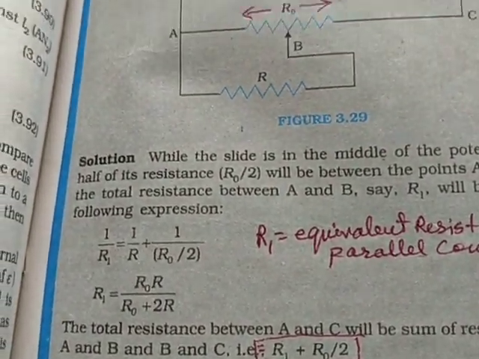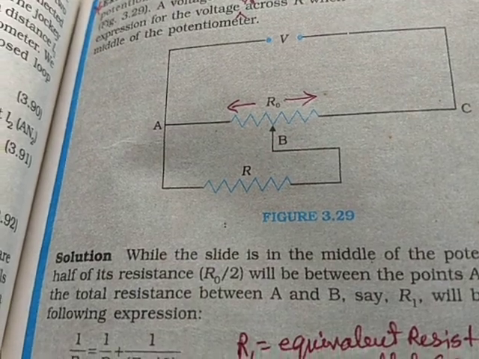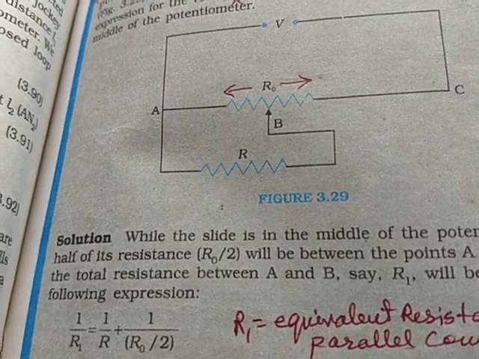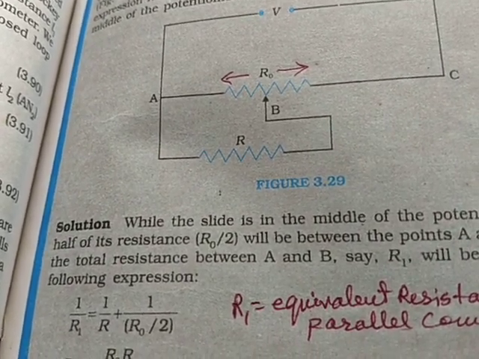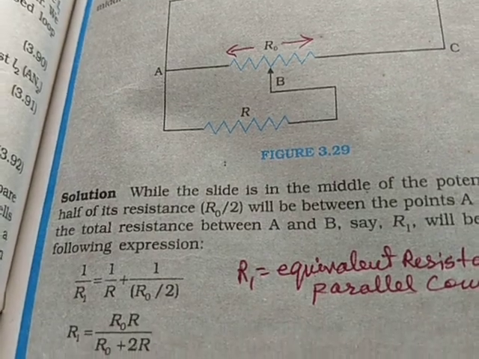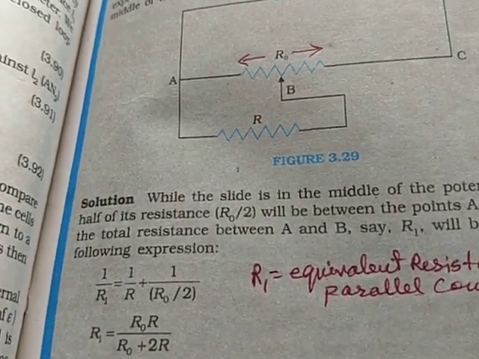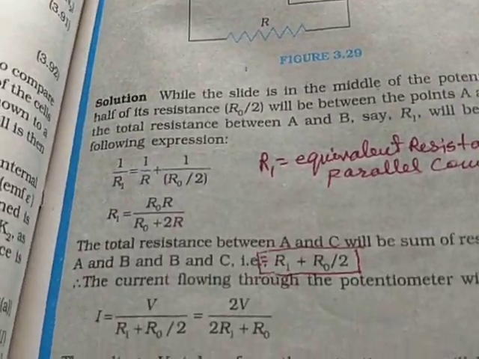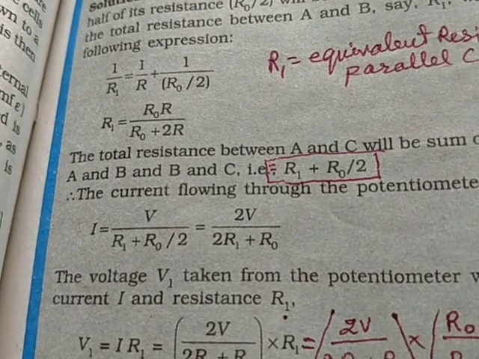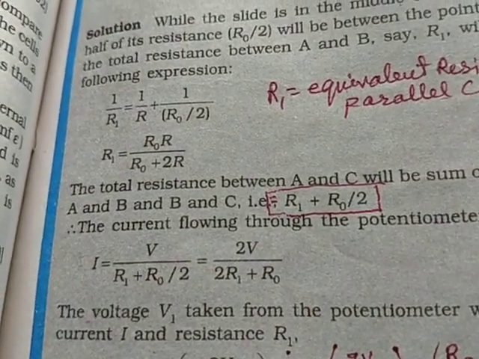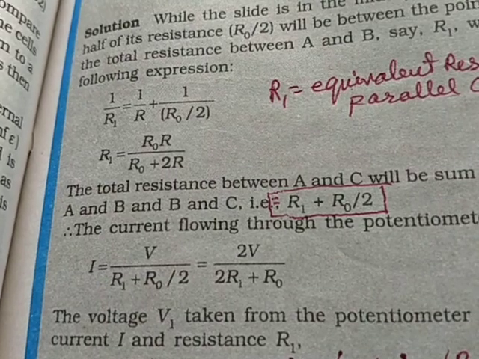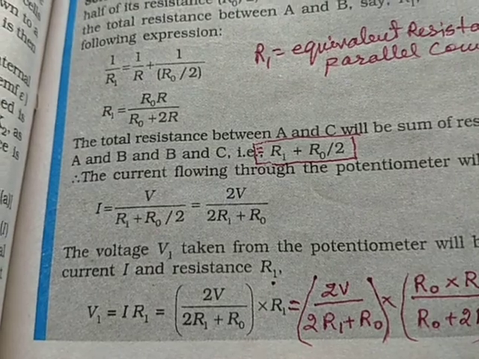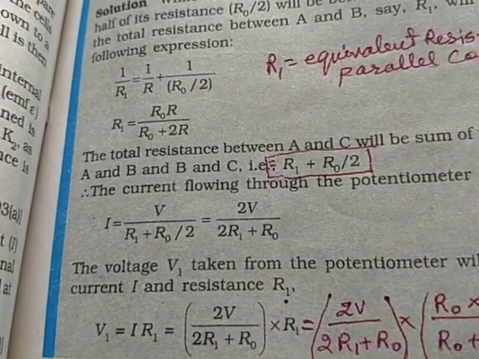Now this is the equivalent resistance of the parallel combination, and since the current is drawn across the arm BC as well, a resistance of R0 by 2 should be attached in series. That will give us the total resistance of the circuit applied across this cell. So the total resistance becomes the series combination of R1 and R0 by 2, and now we can find the total current drawn using the relation V is equal to IR.